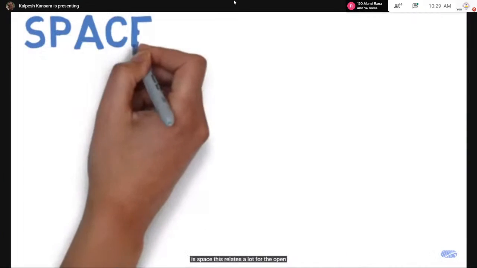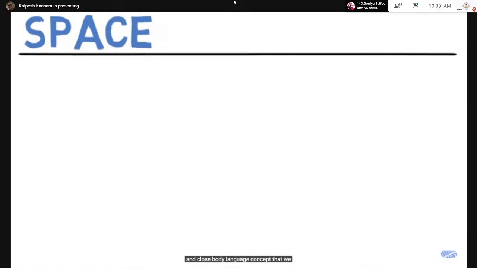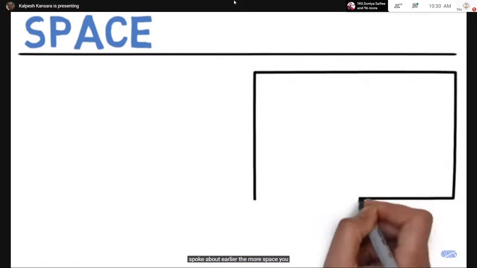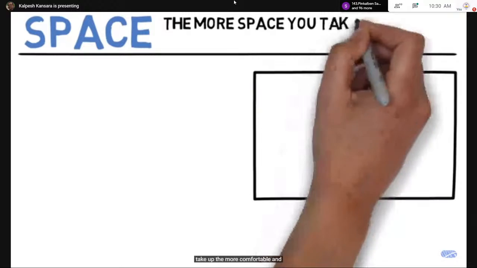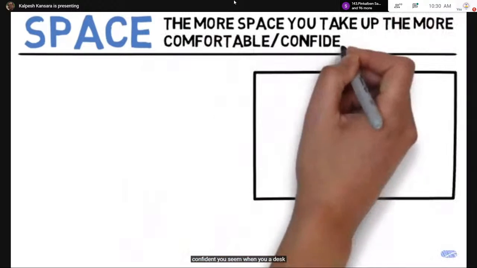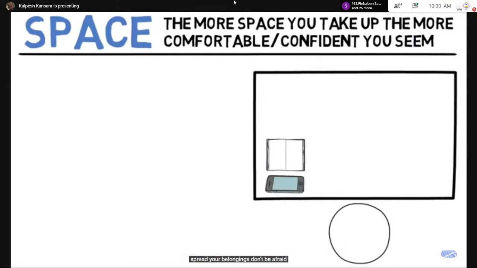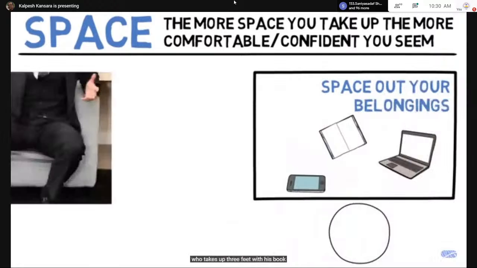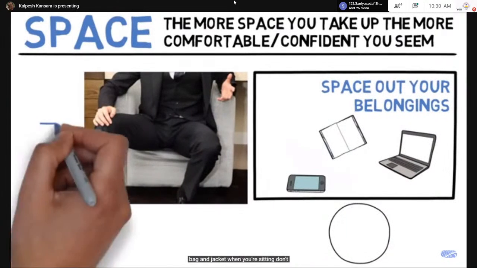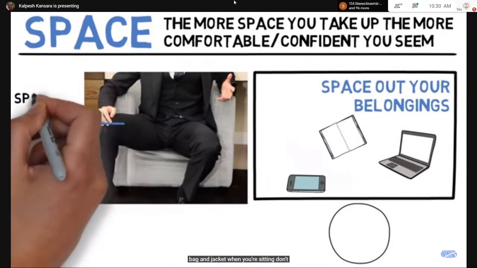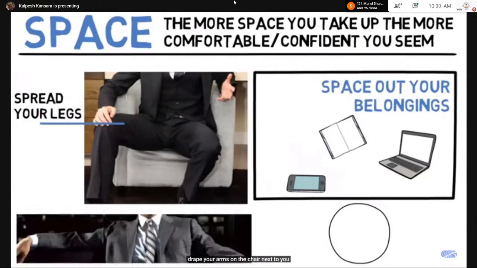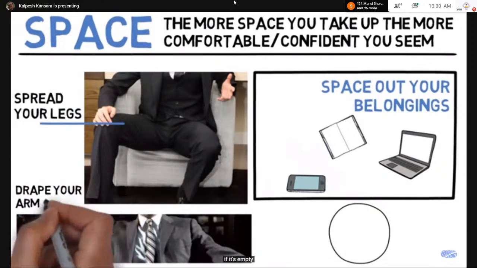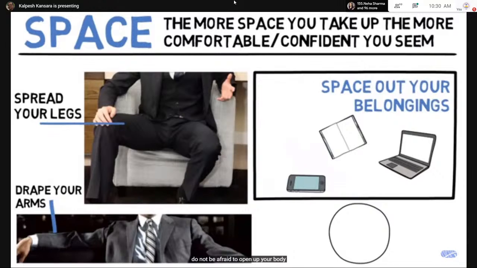The last concept we're going to talk about is space. This relates a lot to the open and closed body language concept that we spoke about earlier. The more space you take up, the more comfortable and confident you seem. When you're at a desk, spread your belongings. Don't be afraid to have some space between your phone and your notebook. But don't be that guy who takes up 3 seats with his book bag and jacket. When you're sitting, don't be afraid to sit with your legs apart. Drape your arms on the chair next to you if it's empty. Do not be afraid to open up your body.